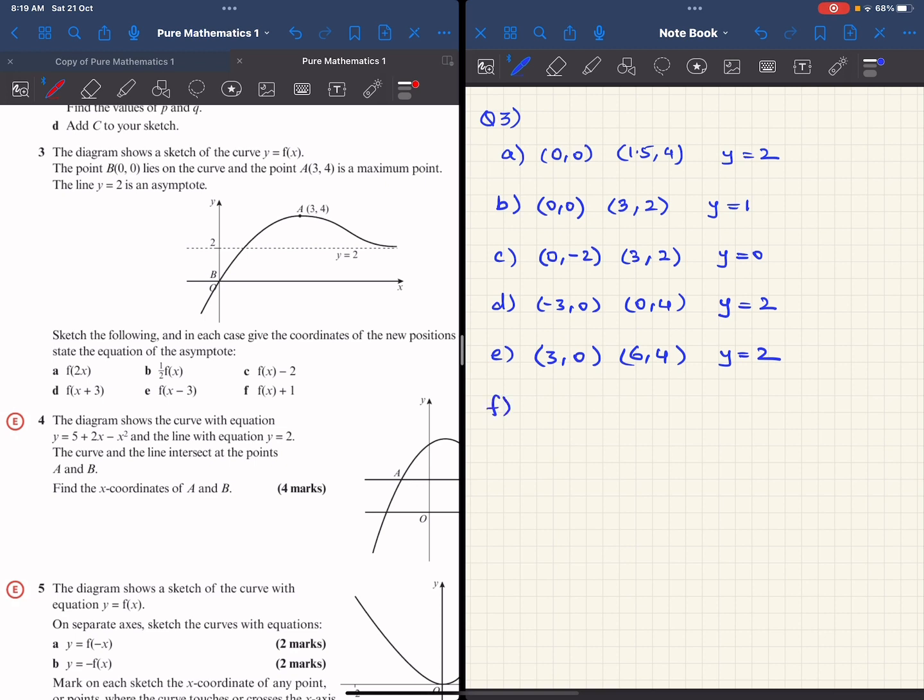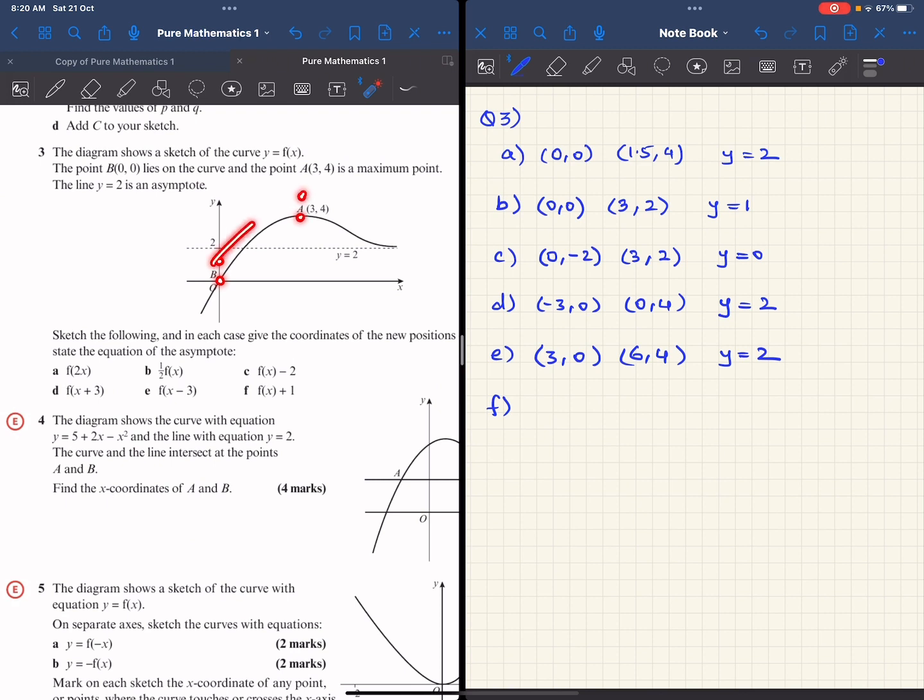Question F is f of x plus 1, which means the graph slides up by 1 unit. So what is here at 0, 0 will be at 0, 1. So the y coordinate moves up by 1. 3, 4 will go to 3, 5.